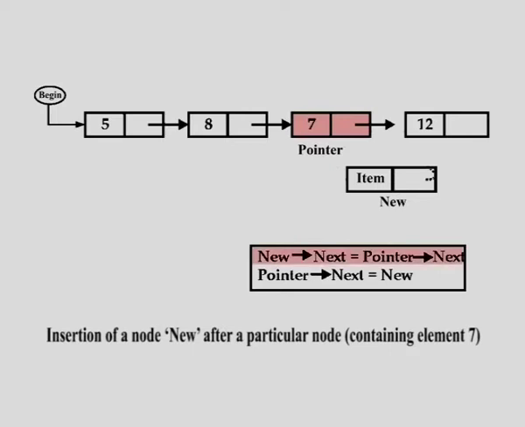Now, next part of node new is set to address of next part of node pointer. As shown in the figure, the new's next will have the address of node 12. The next part of node pointer will have address of node new.